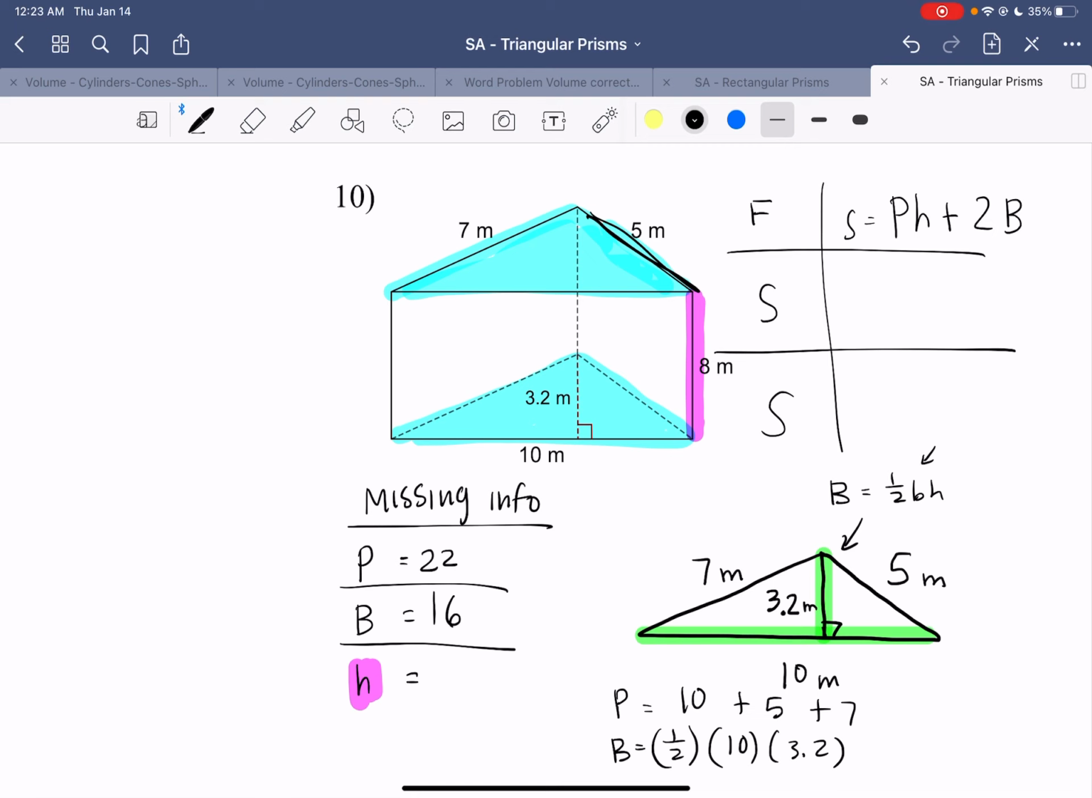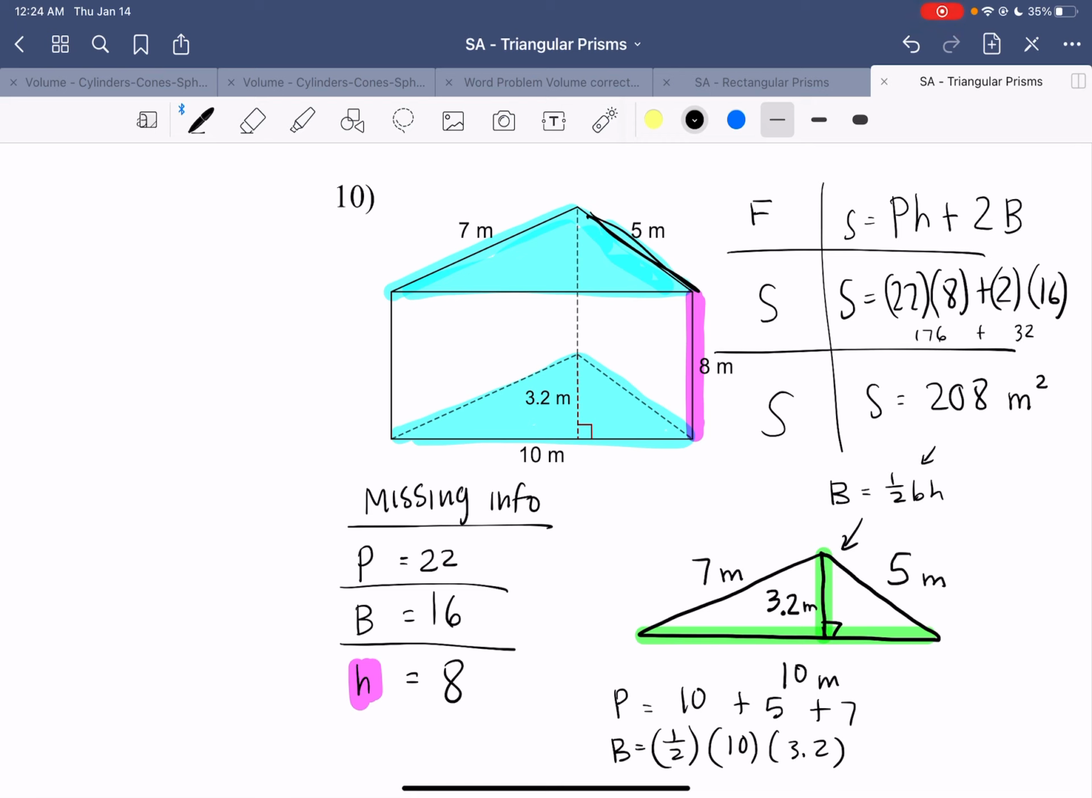So now we're going to substitute. We have a perimeter of our base, which is 22, times the height, which was 8, plus 2 times the area of our base, which was 16. So 22 times 8 is 176, plus 2 times 16, which is 32. And 176 plus 32 leaves us at a surface area of 208 meters squared.